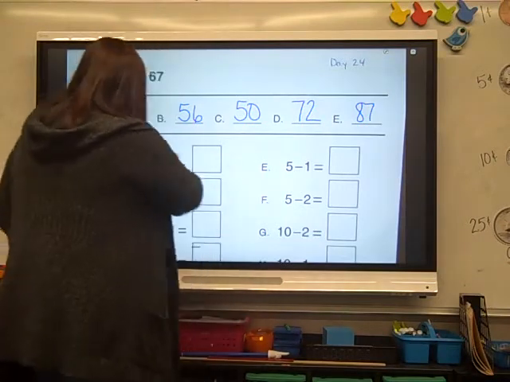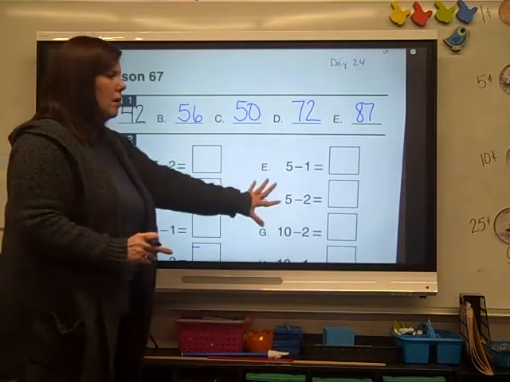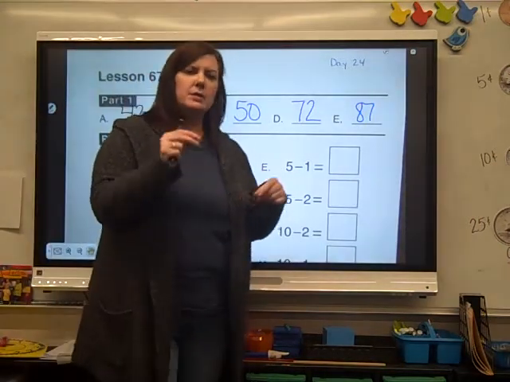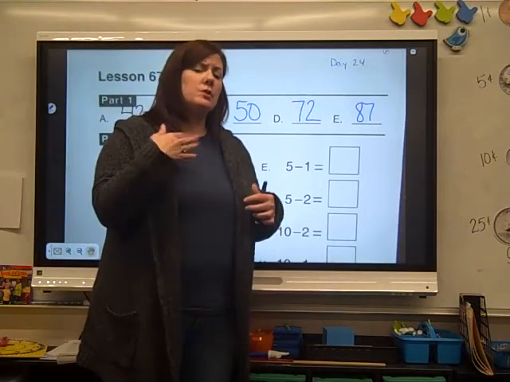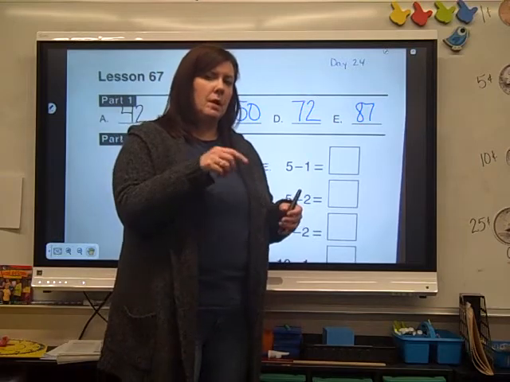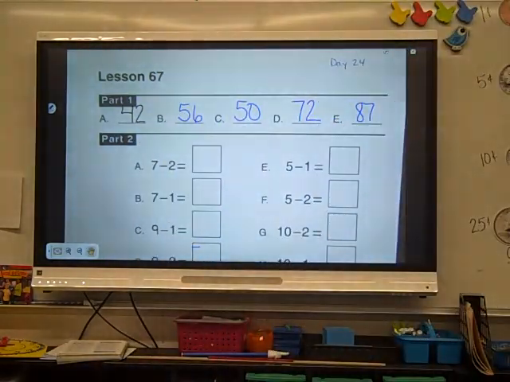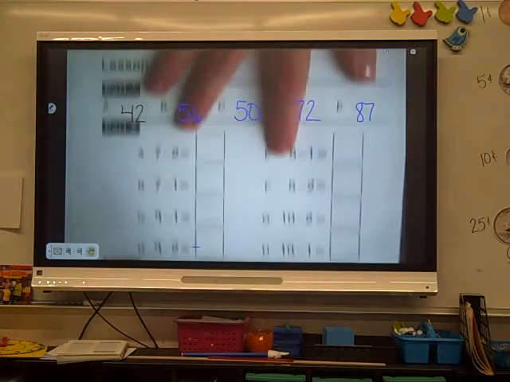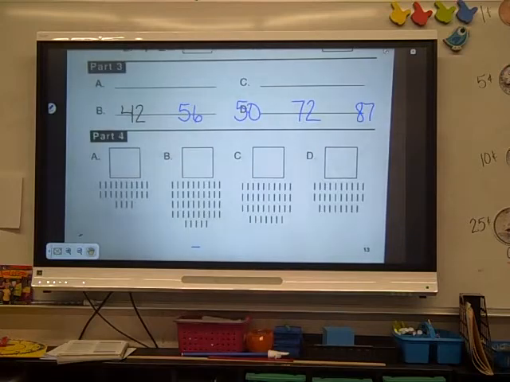All right. Now here's part 2. Part 2 looks like it's all minus problems. Use your number line. Do that. Okay? You can stop the video and do that, or you can just keep going and come back to the end. All right? I'm going to move my paper, and I want you to get ready. Everybody ready for part 3?